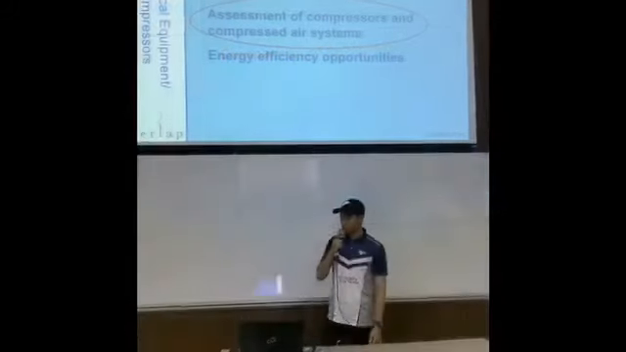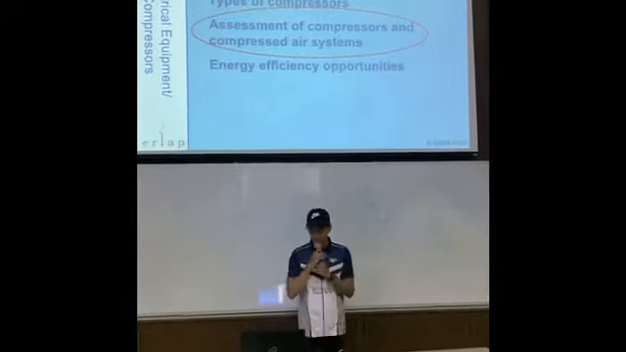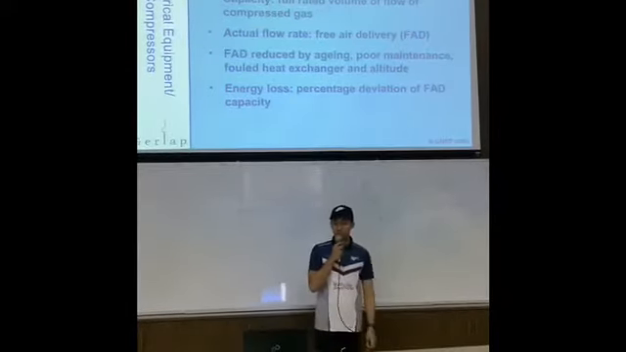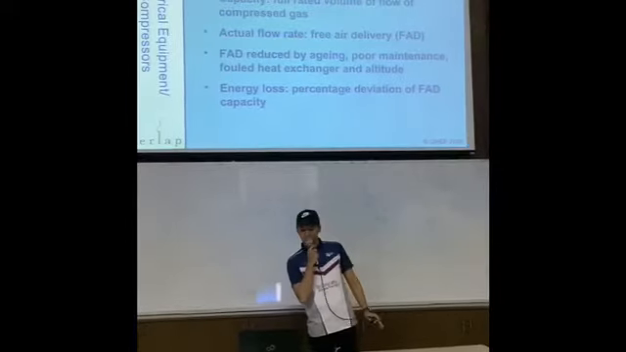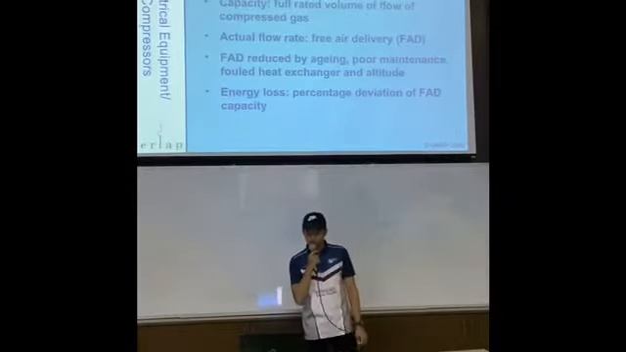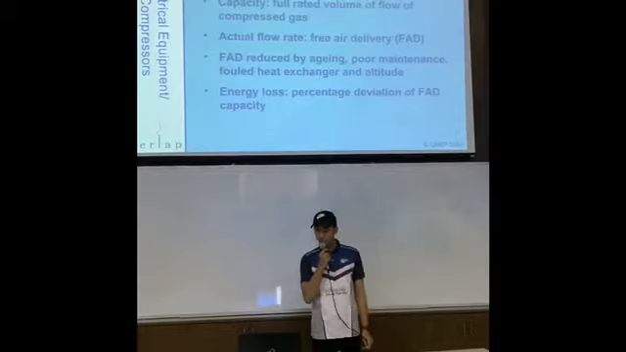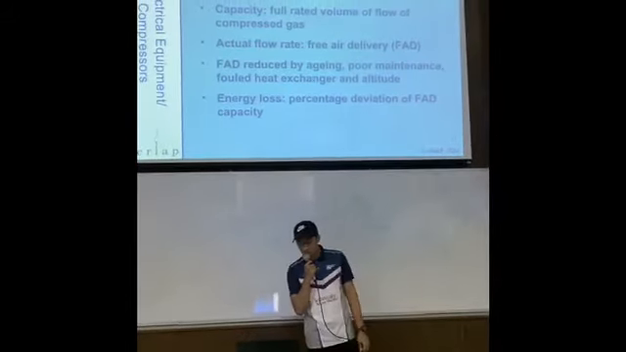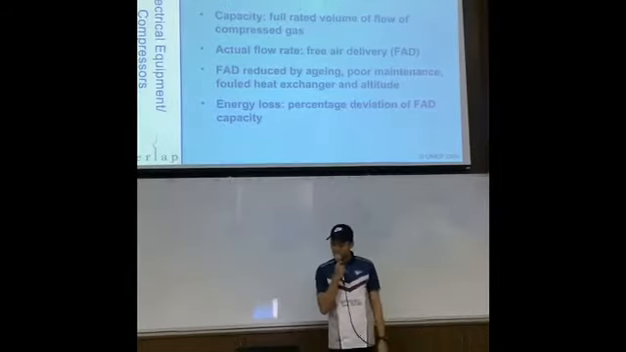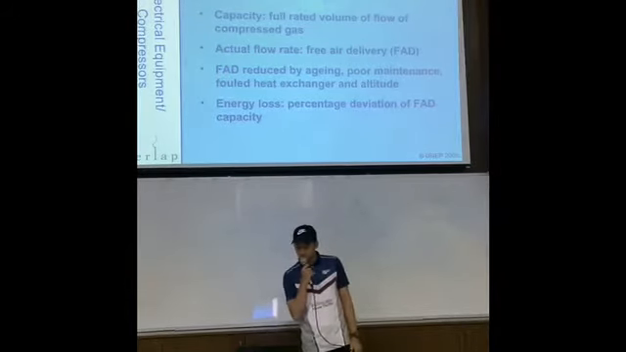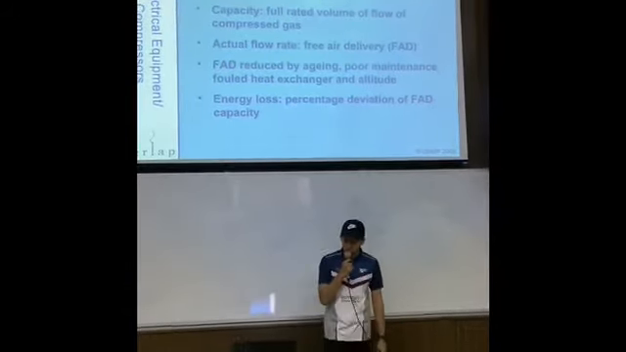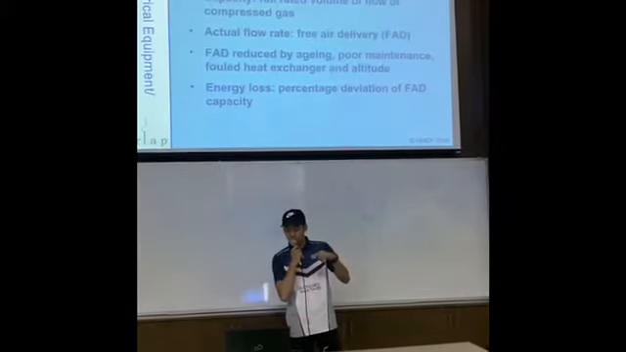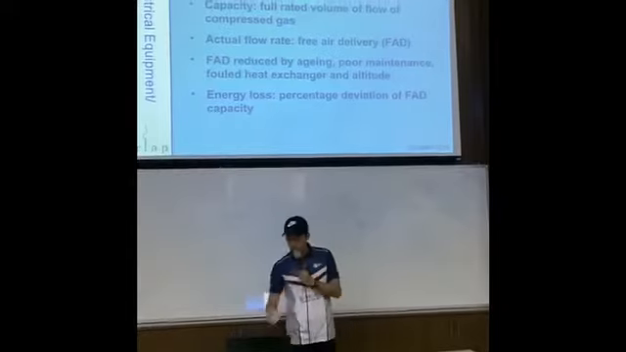Okay, we continue with assessment of compressors and compressed air systems. Capacity of a compressor is the full rate volume of flow of compressed gas. Actual flow rate is the free air delivery (FAD). FAD is reduced by aging, poor maintenance, poor heat exchanger and altitude. Energy loss is the percentage deviation of FAD capacity.